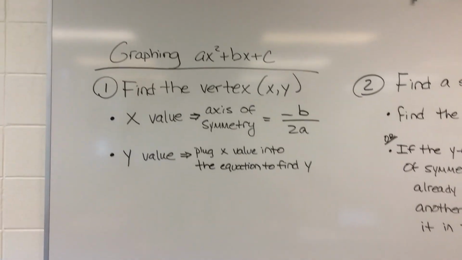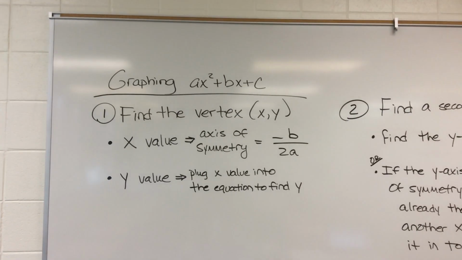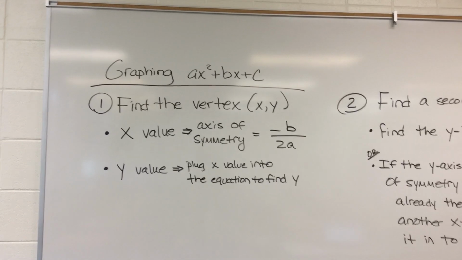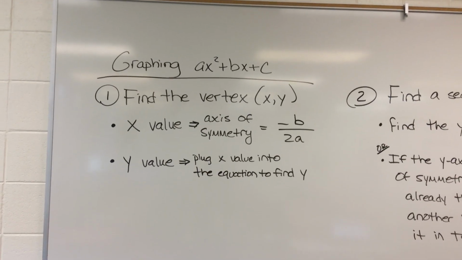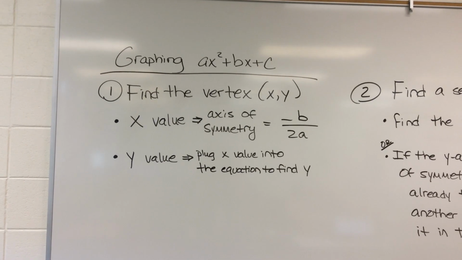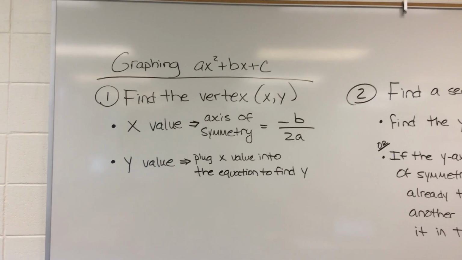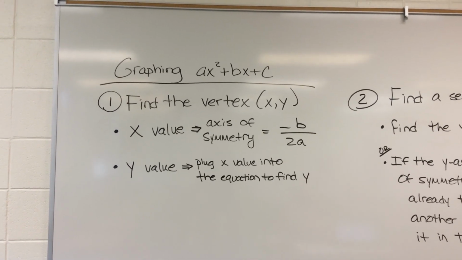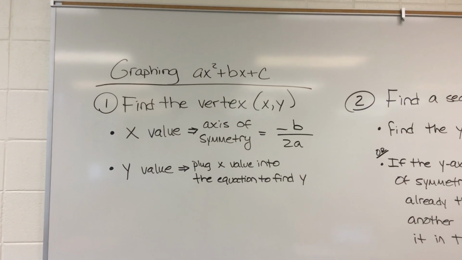We're going to find the vertex by first finding the x value of the vertex. We calculate that x value by using the axis of symmetry. You'll remember the axis of symmetry is that imaginary line that cuts the parabola in half that serves as a point of reflection for the parabola. So we're going to find the x value for the axis of symmetry by using the opposite of b over 2a.